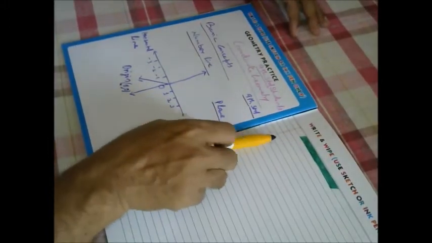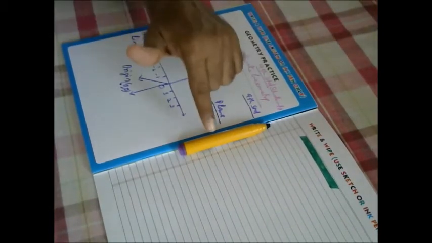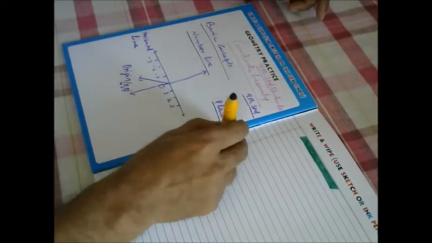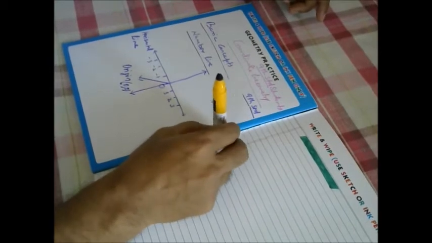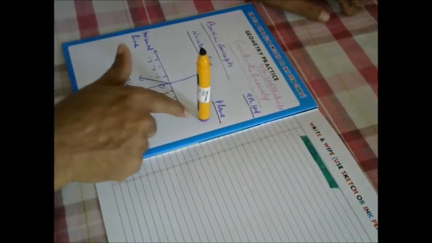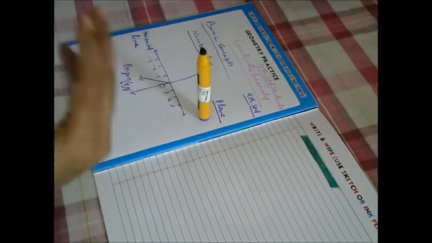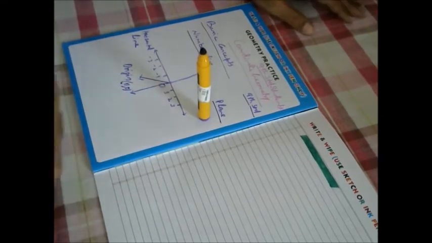if I have kept this pen at some particular point here. Now, we need to say that this particular point is at what place. We have to define its position. Then how will we define its position?